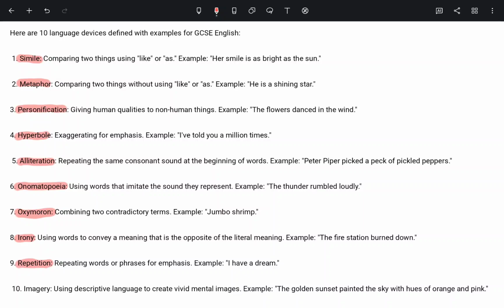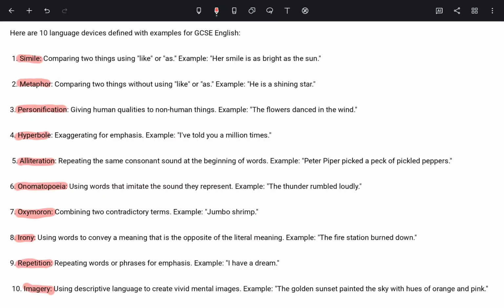And last but not least is your imagery. So what is imagery? Using descriptive language to create vivid mental images. So there are certain words, certain phrases that when the readers actually read, they'll be able to picture it in their mind. So for example, the golden sunset painted the sky with hues of orange and pink. And it's something when you read it, you can almost imagine it in your mind.